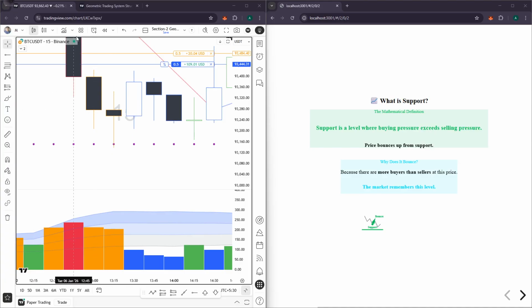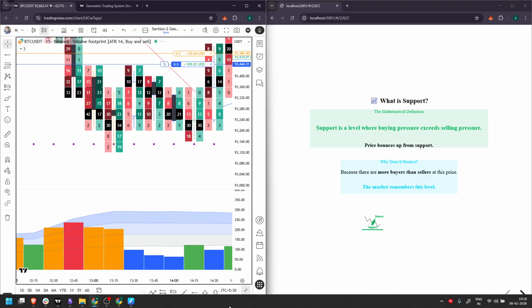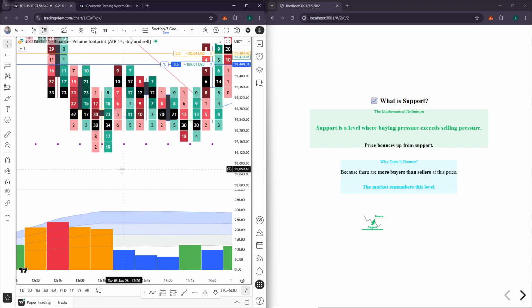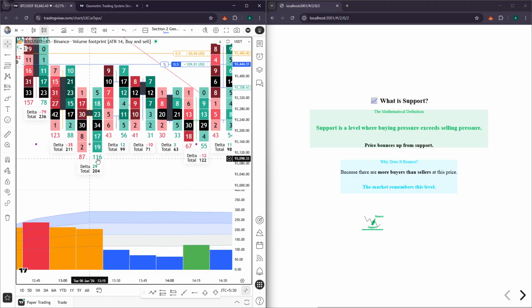Now when I enable the volume footprint chart here, you see that there are more buyers, 116, than sellers, 87, and price bounces off there. You can see the delta, the difference between buyers and sellers, is 29. So definitely we can see that in a live example here. This is a strong support.